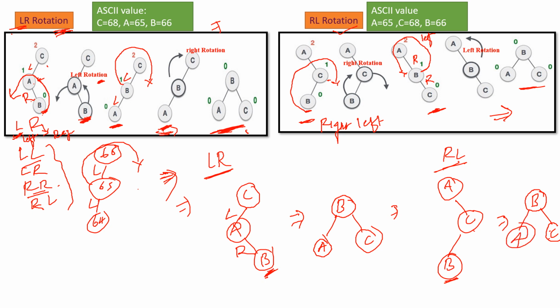Whatever the last node is, that will become the root, and the remaining nodes you have to arrange accordingly. So this is the shortcut method, and this is the long method. I have explained both methods. Whichever you feel comfortable with, use that one. Now I'm going to create the AVL binary search tree of given elements.